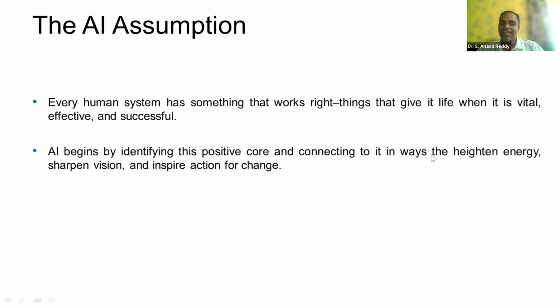Let's look at the second assumption. AI begins by identifying this positive core and connecting it to heighten energy, sharpen vision, and inspire action for change. This is exactly about you, as a change agent, needing to identify the positive work hours of that particular person, the right things that give life when it is vital. Now you need to find out the vital time for that particular person. It's like checking with a boss. Before you approach your boss, you ask a lot of people, how is the boss's mood today? Can I meet him? How many of you go to your boss without asking this?